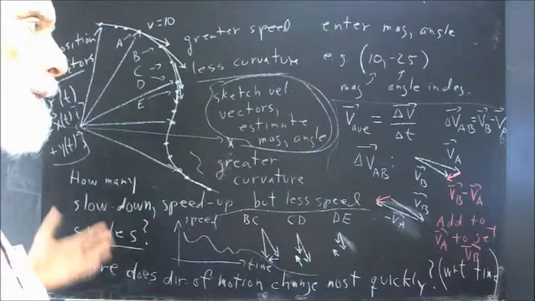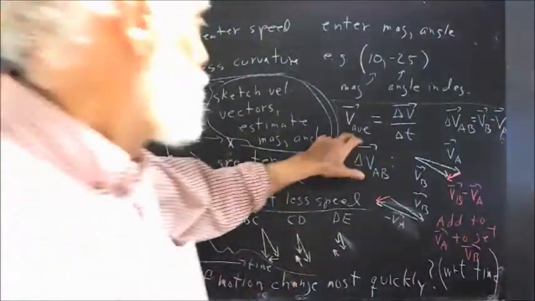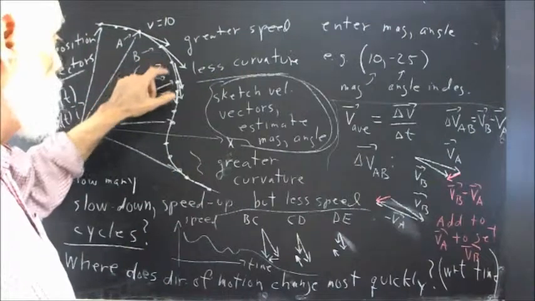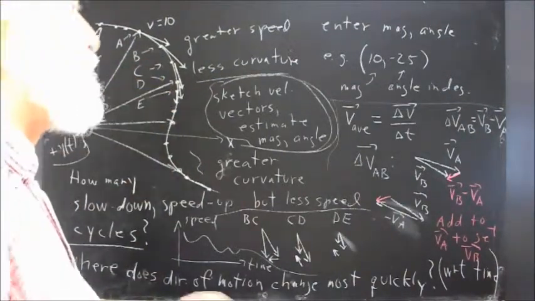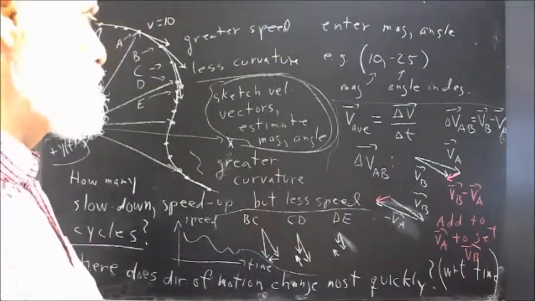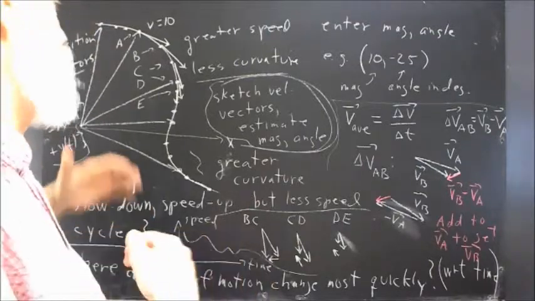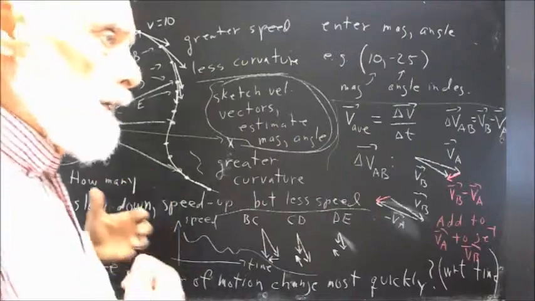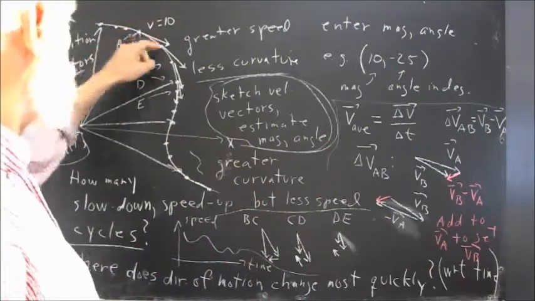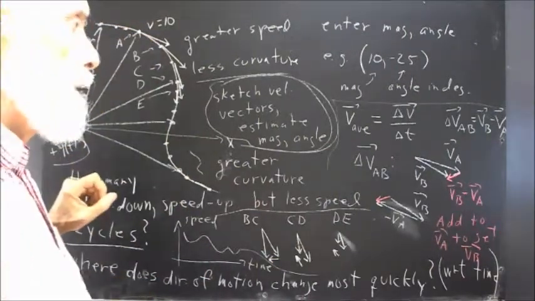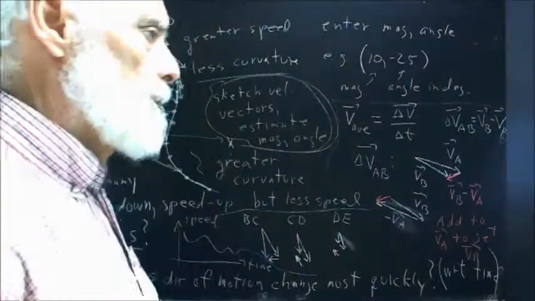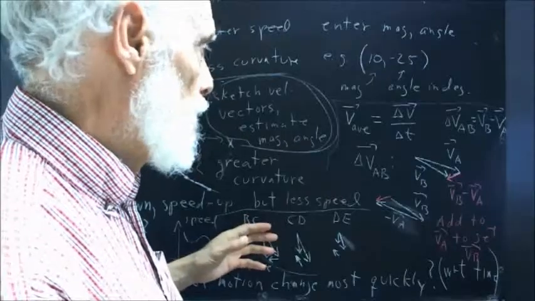I then asked that we estimate the average velocity for each interval, like between A and B, between B and C, between C and D. Since the velocity is not changing linearly, you can't really get the average velocity by adding the two velocities and dividing by 2, but that's the approximation we're going to make, and we're not going to be too far wrong if we do that.